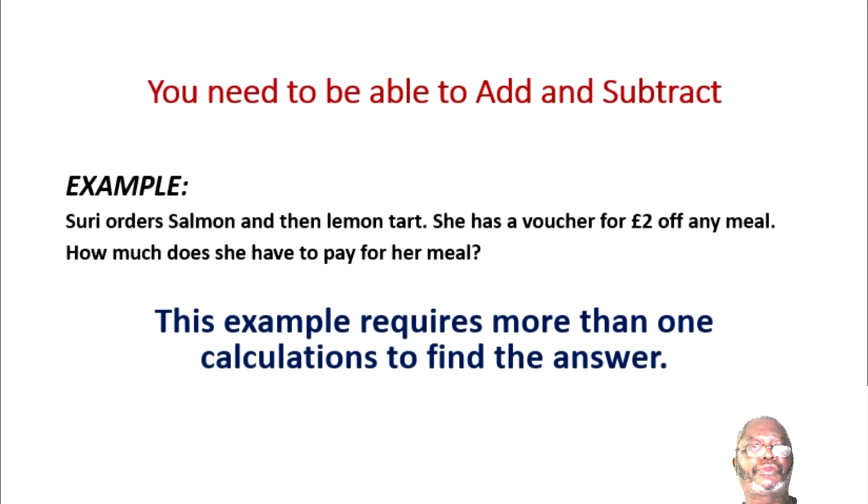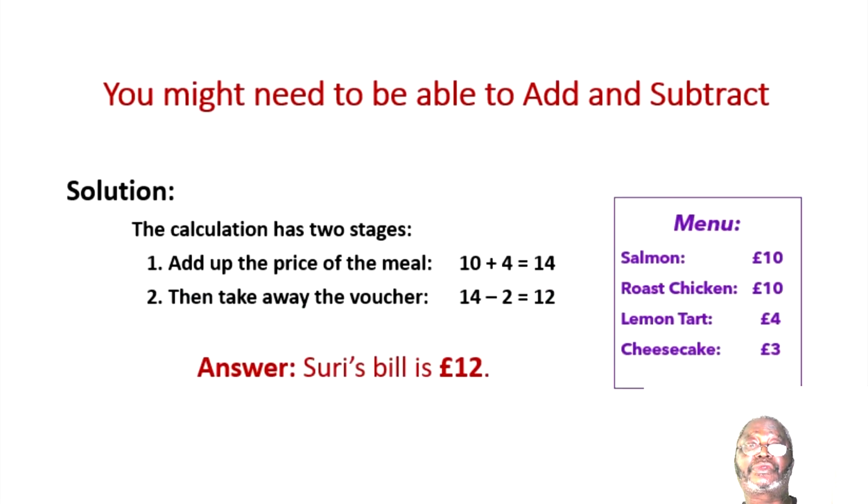You might need to be able to add and subtract. Let's look at this example. Suri orders salmon and then lemon tarts. She has a voucher of £2 off any meal she buys. How much does she have to pay for her meal? This example requires more than one calculation to find the answer. Okay, so here we go.